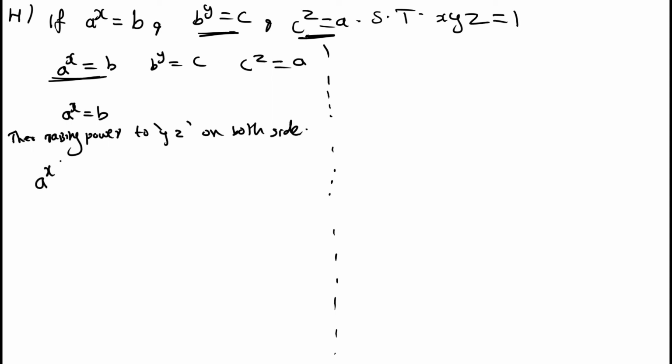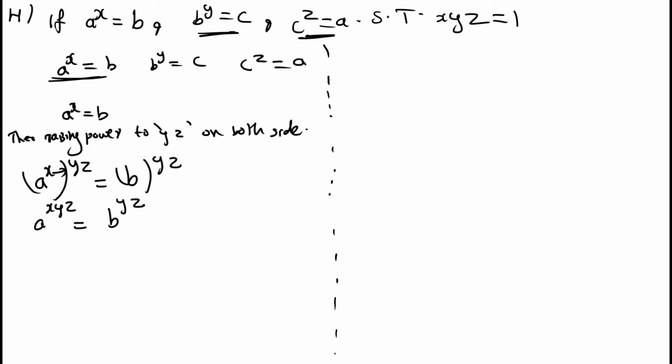a to the power x to the power yz equal to b to the power, what will you get? yz. Okay. a to the power x equal to b is given. Okay, on both sides I am taking power yz. Then see what you will get here: a to the power xyz equal to b to the power, what will you get? yz.